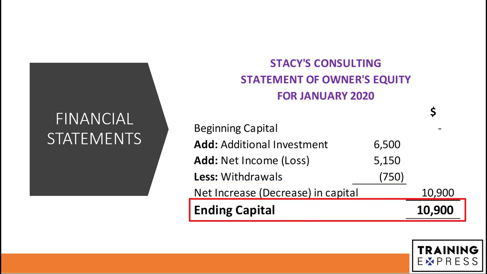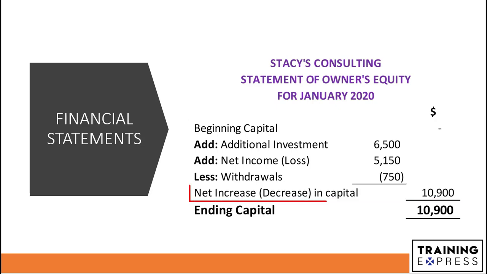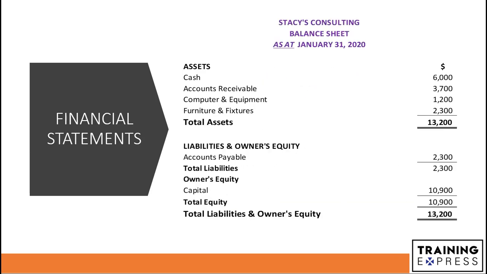Now we can calculate our ending capital, which is simply a total of our beginning capital and net increase or decrease in the capital. As there is no beginning capital, our ending capital will be $10,900. Let's prepare our last financial statement from this trial balance, which is called the balance sheet.